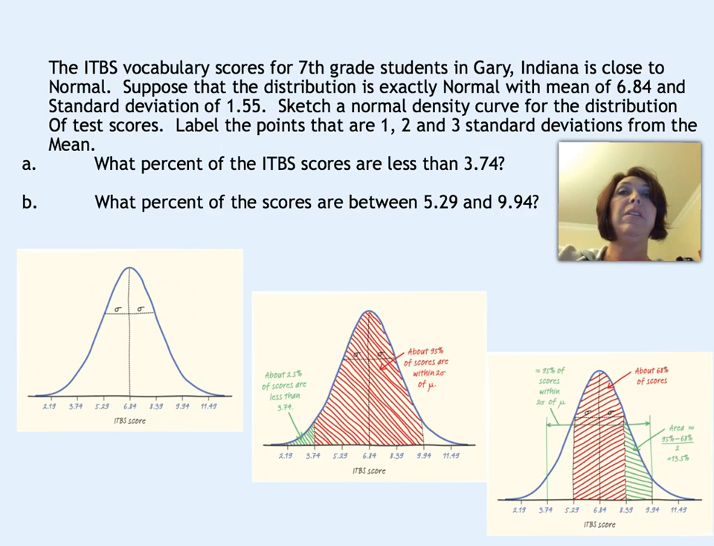All right, so here's an example of how we use this. The ITBS scores, which is a standardized test score for 7th grade students in Gary, Indiana, is close to normal. Suppose that the distribution is exactly normal with a mean of 6.84 and a standard deviation of 1.55. We'll want to sketch a normal density curve for the distribution of test scores, and label the points that are 1, 2, and 3 standard deviations from the mean.